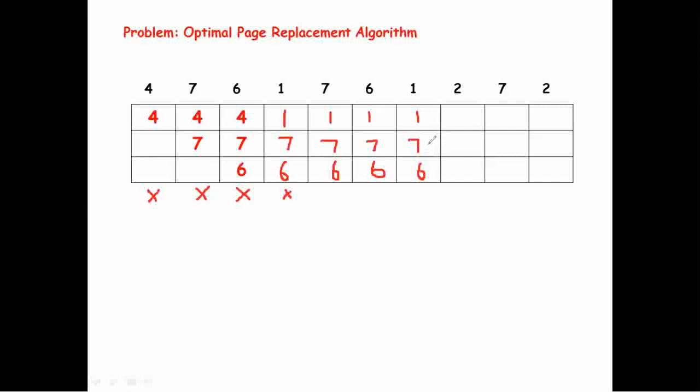2 is not available, so it leads to a page fault. Very recently 1 has entered, so ignore it. Among 7 and 6, 6 will not be referred in the future. So replace 6 by 2. Here a page fault occurs. When 7 is referred, 7 is already available, so no page fault will occur. When 2 is referred, 2 is already available, so here also a page fault will not occur.